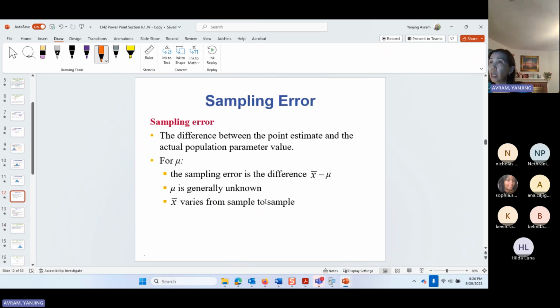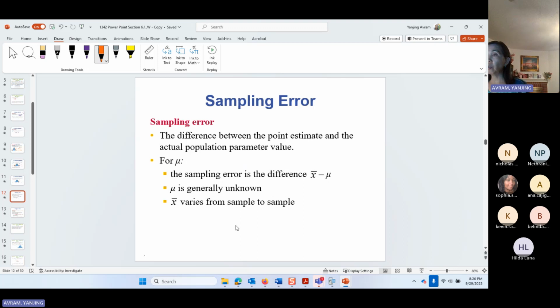Now, sampling error is the difference between the point estimate and the actual population parameter value. As I said earlier, I want to find the household income of the entire city of Fort Worth. But if I only choose 100 households as my sample, the sample household income might be a little different from the real average of the entire population. That is called a sampling error.